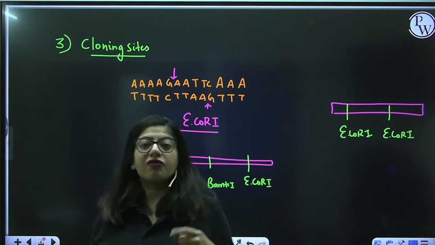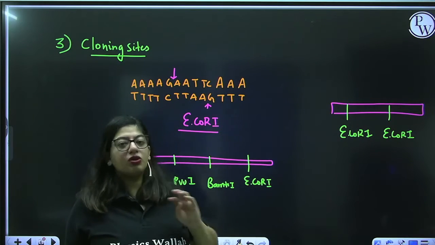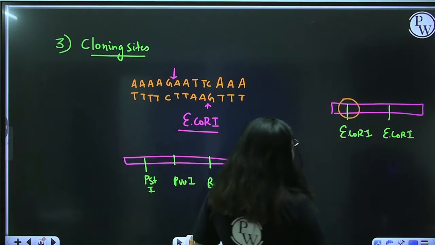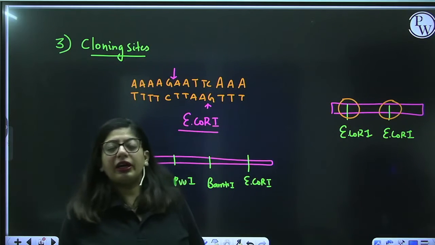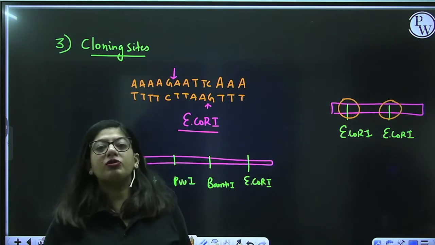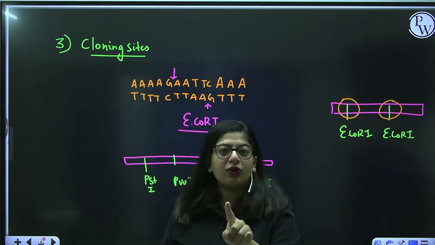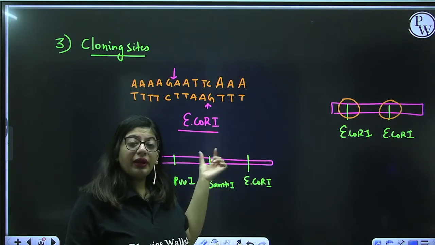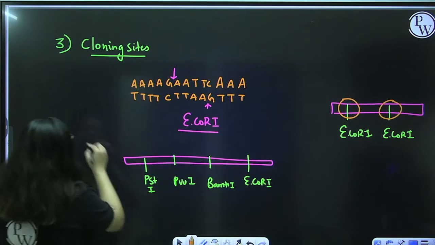Why? For example, you want your foreign DNA to go into this piece of DNA, this one. Okay, but accidentally it went to this one. Then you will not be able to identify where your piece of DNA has gone, because if you use EcoR1, it will make two cuts. But if there is one EcoR1 site, you will know, yes, my piece of DNA will enter into this gene only.